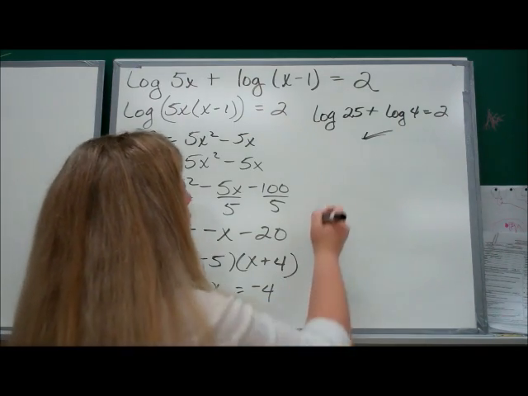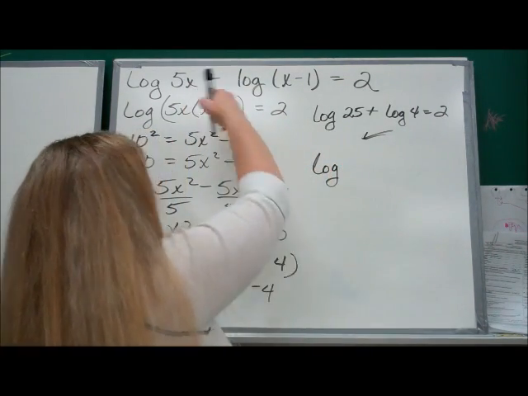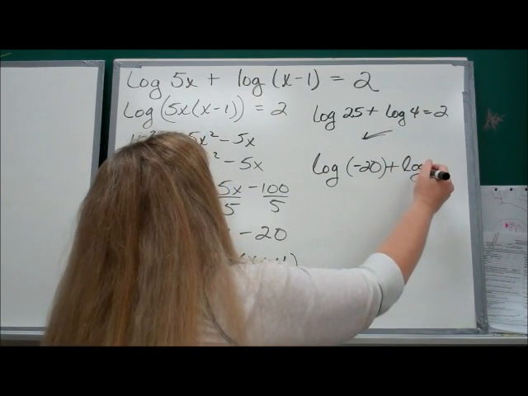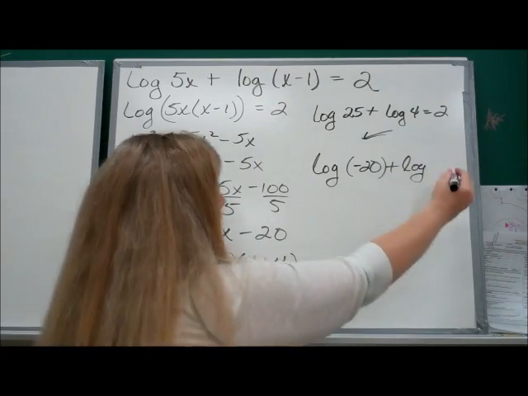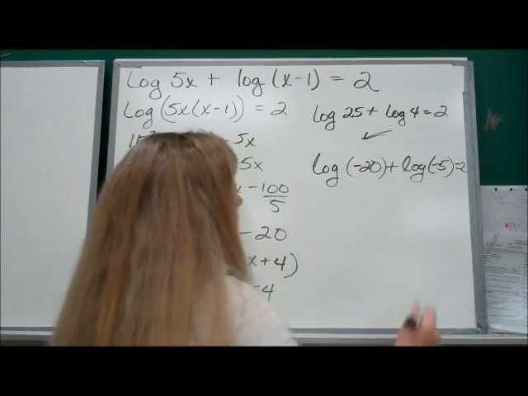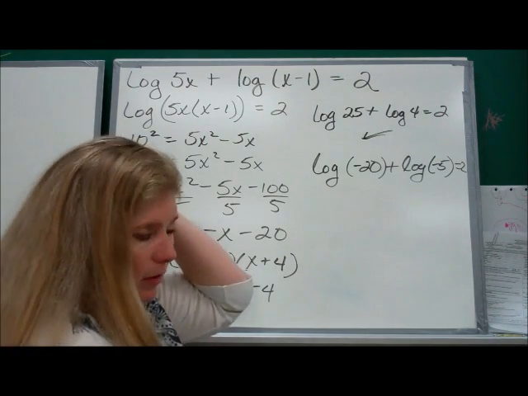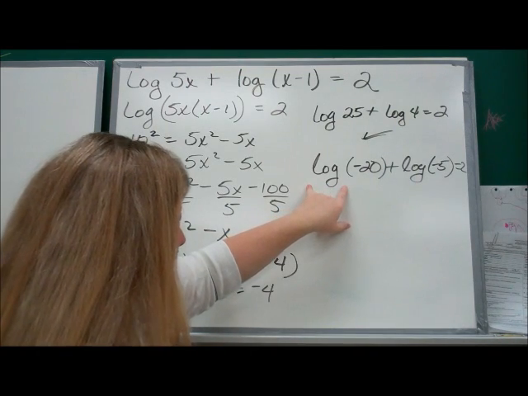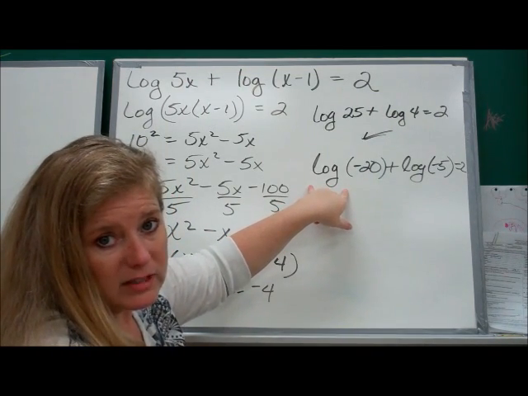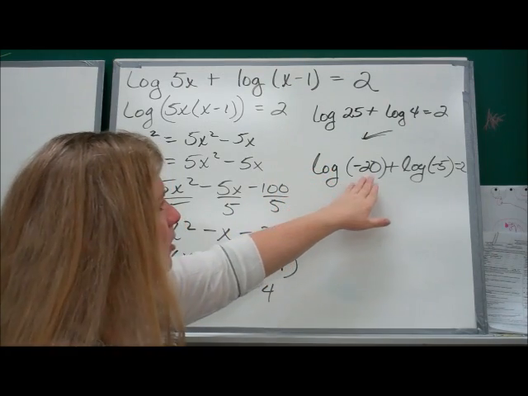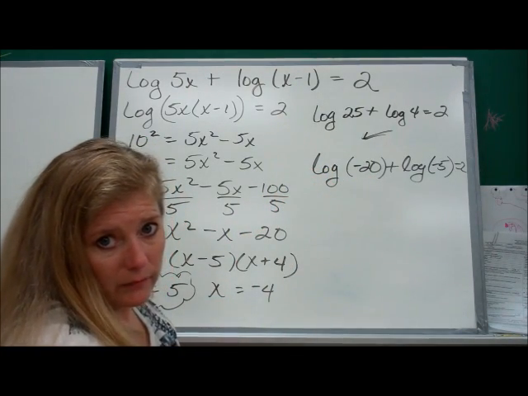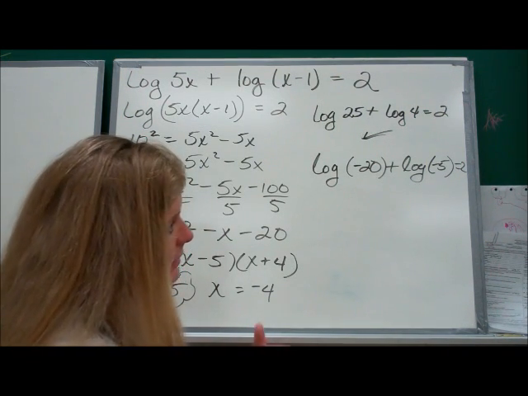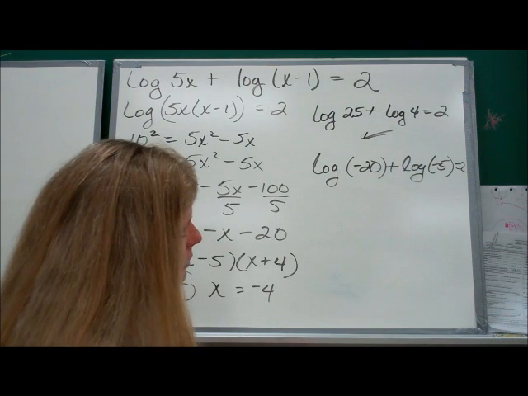Now let's see if negative 4. Negative 4 times 5 is negative 20, plus the log of negative 4 minus 1 is negative 5. Does that equal 2? Well, think about it. If I'm taking the log of something, it's got to give me an exponent. Is there a power of 10 that'll give me a negative answer? Can I take 10 to any power and get a negative answer?